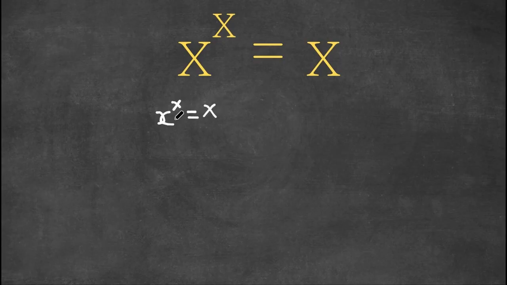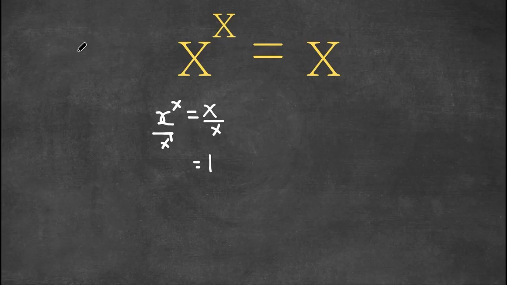So we have x to the power of x equals x, and if I divide by x on both sides, well, first off, on the right side, x divided by x is simply 1, because anything divided by itself is 1. Now on the left-hand side, we have x to the power of x divided by x, and x here, our denominator, can be written as x to the power of 1.